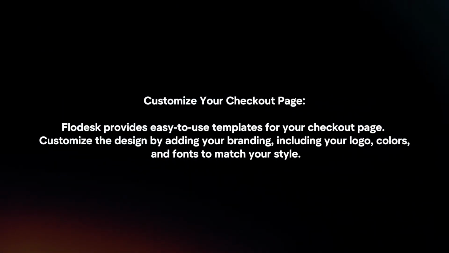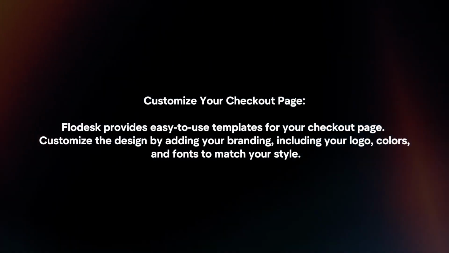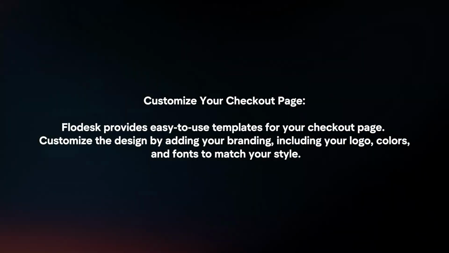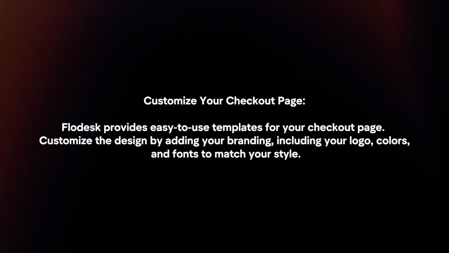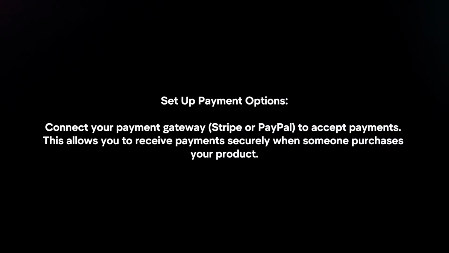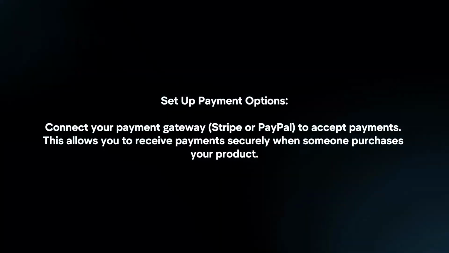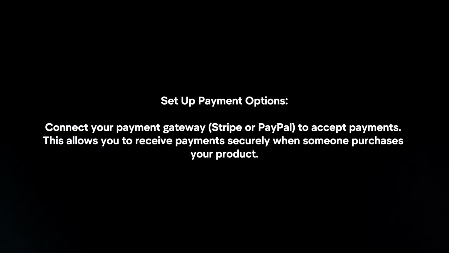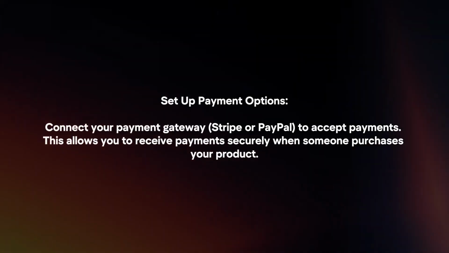Customize your checkout page. Flodesk provides easy-to-use templates for your checkout page. Customize the design by adding your branding, including your logo, colors, and fonts to match your style. Set up payment options. Connect your payment gateway to accept payments. This allows you to receive payments securely when someone purchases your product.